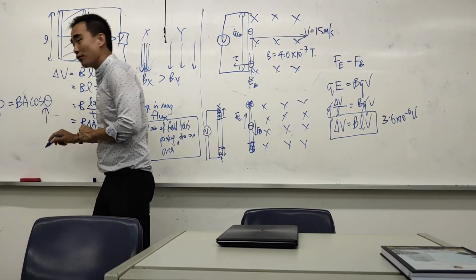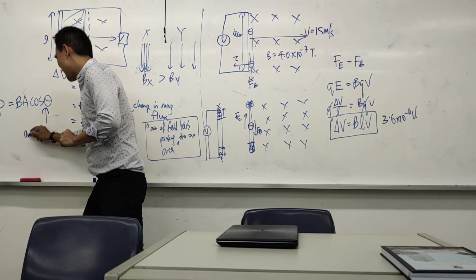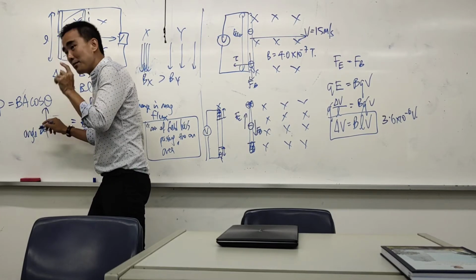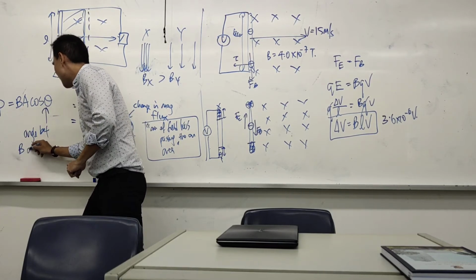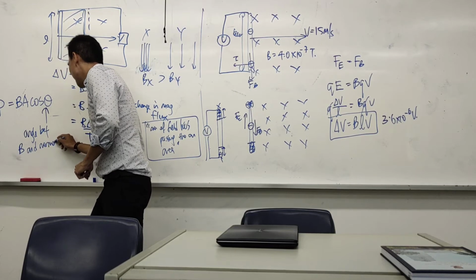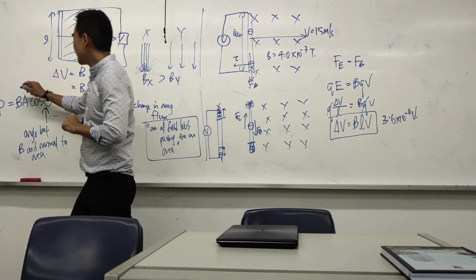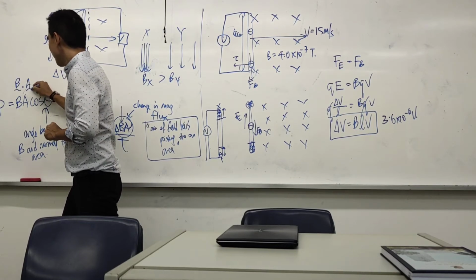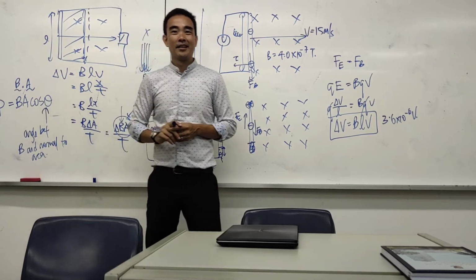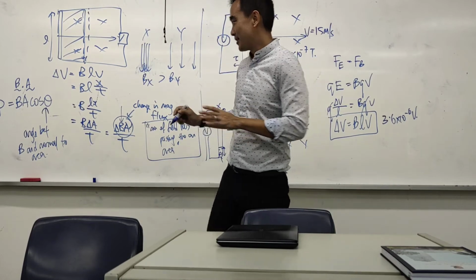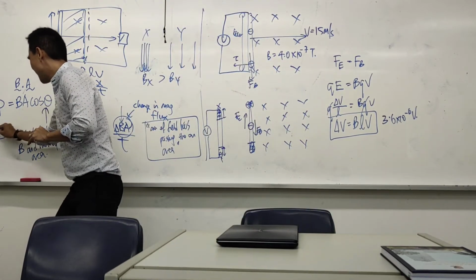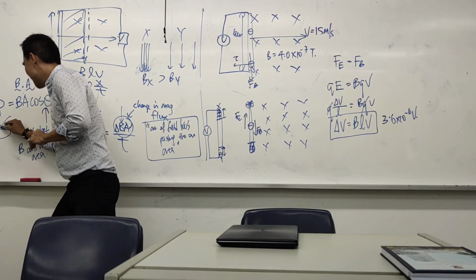So this angle theta over here represents, you must be very careful, the angle between, this is going to be a little bit of a mouthful, the magnetic field strength and the normal to the area. Actually, it is B dot A. Yeah. Okay. So if I got an area and a field, it is this angle.